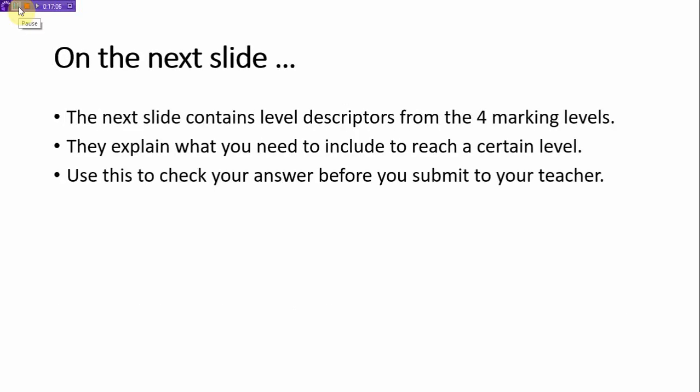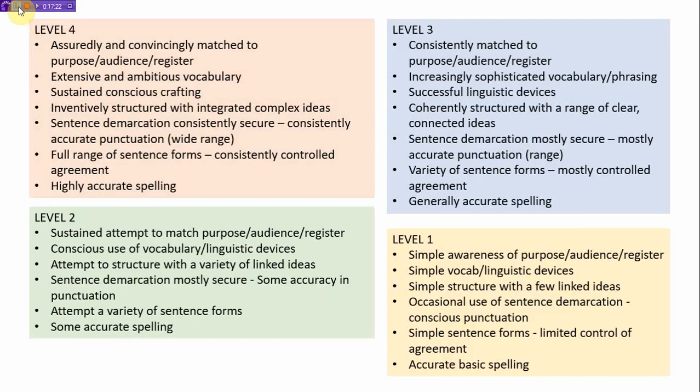Okay, so just to finish up, our final point is going to be having a look at some level descriptors for the marking, just so we can understand what you need to do to reach a certain level. You can use this to look at your own answers before you submit it to a teacher, but also use it as a point of reference for the future. So what you're looking at here is that through level 1 to 2 to 3 and to 4, it's always the same things that they're focusing on, and it's just about the level of confidence that you show.